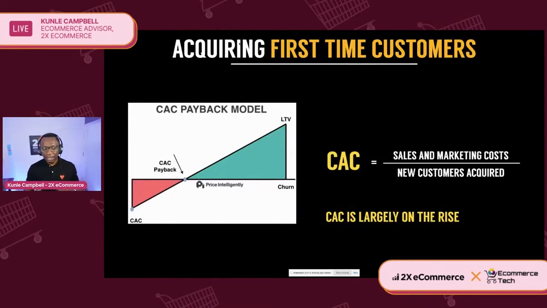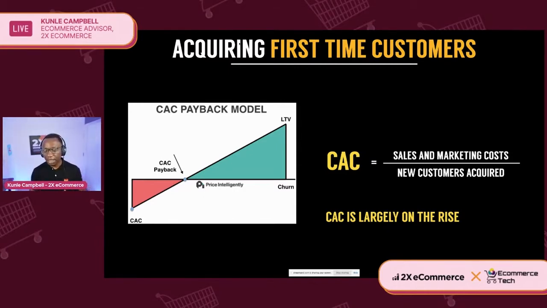Okay, so let's talk about CAC, payback period, and you're just acquiring first-time customers. Essentially, what is CAC? It's really your sales and marketing costs, divided by the number of new customers that you acquired. And the trend with CAC is it's been on the rise.